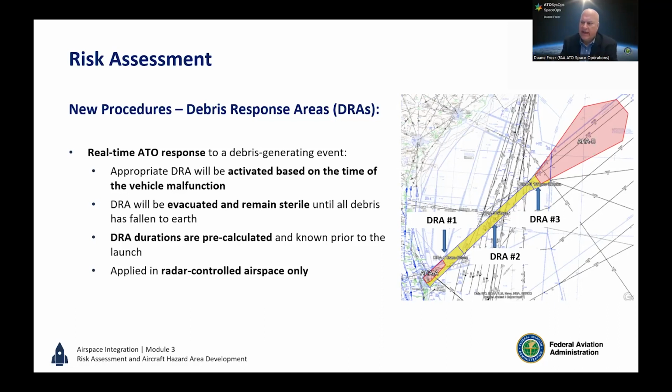To date, we've only had 1 launch with a malfunction where we deployed a DRA. Since its inception, that's the only one that a DRA has been used for. We have the DRAs available to us for every mission, but we've only had 1 anomaly that required the activation of a DRA.